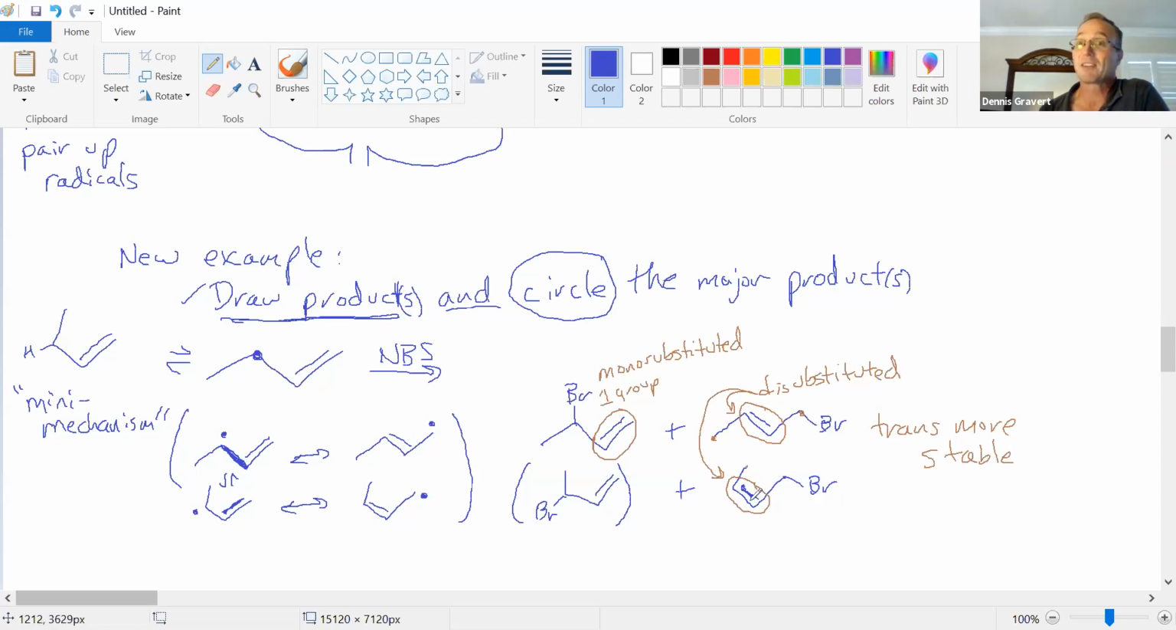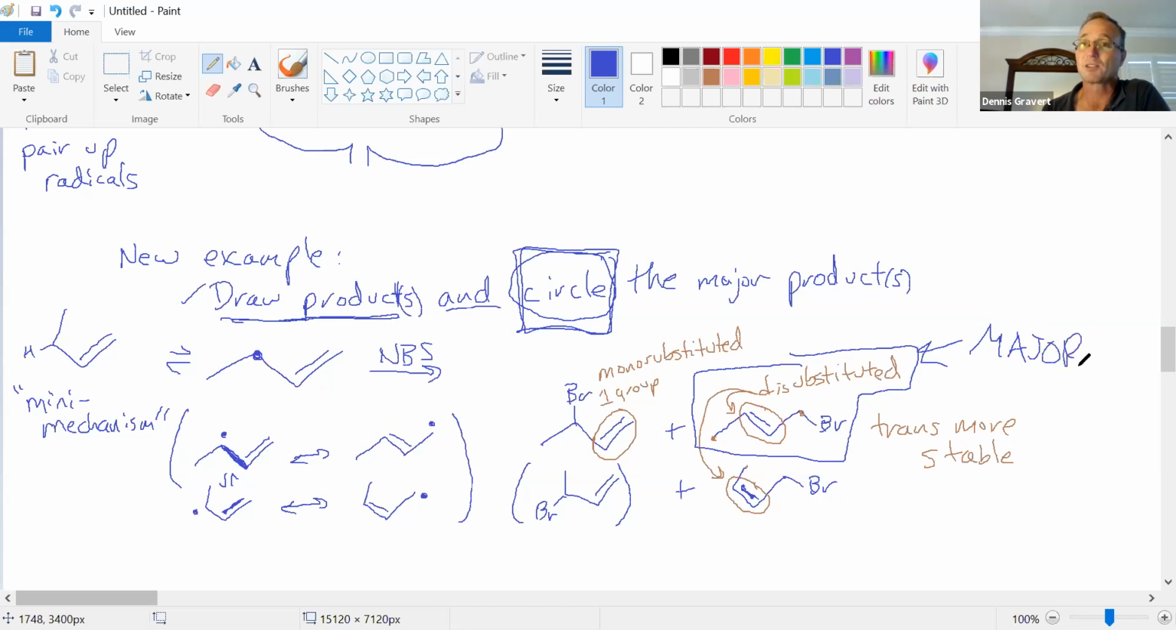It looks like I've circled everything. So maybe I'll put a big box around it on the exam and say, okay, Dennis, this is the major product. Or maybe you just write the word major here. Make it totally clear that nature's going to make more of this one, not so much of the other two. Nice. Okay, NBS is going to show up quite a bit this semester and next semester. It's going to be useful for taking an alkene and putting a bromine on it and doing other things with it.